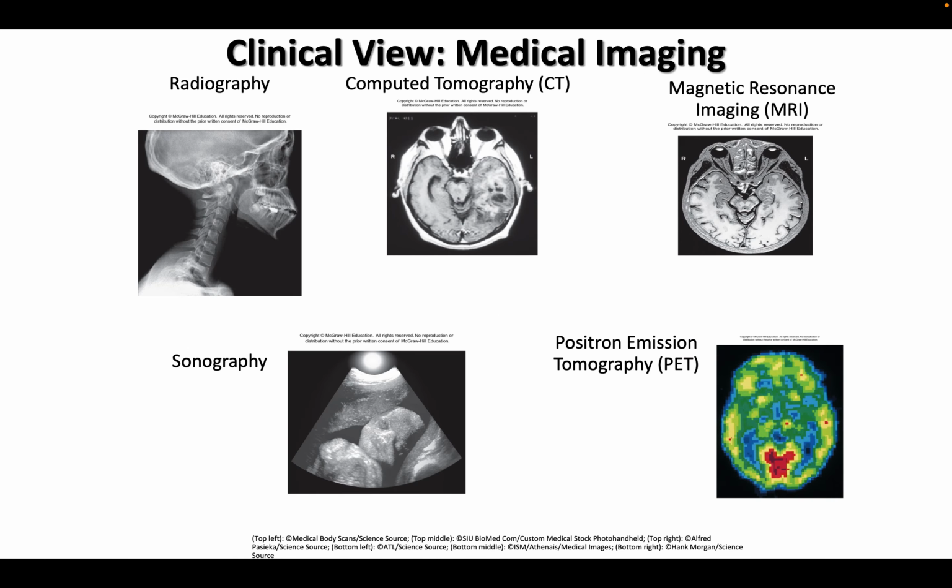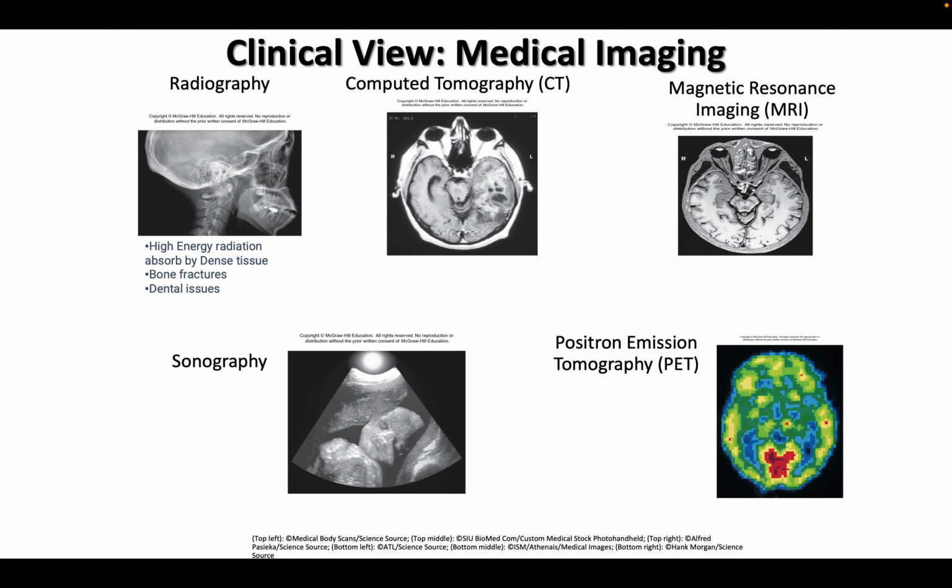Now, there are also different types of imaging that can help us with our gross anatomy. So some of these are very common. You may be familiar with them. Some of them maybe not so much. So the first one is radiography, right? Radiography is essentially an X-ray, right?